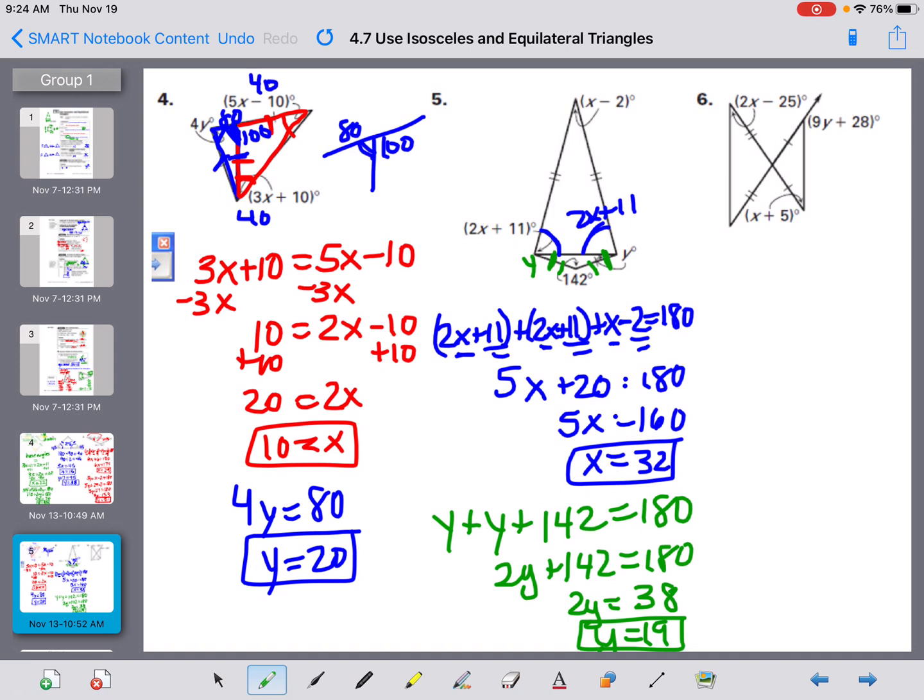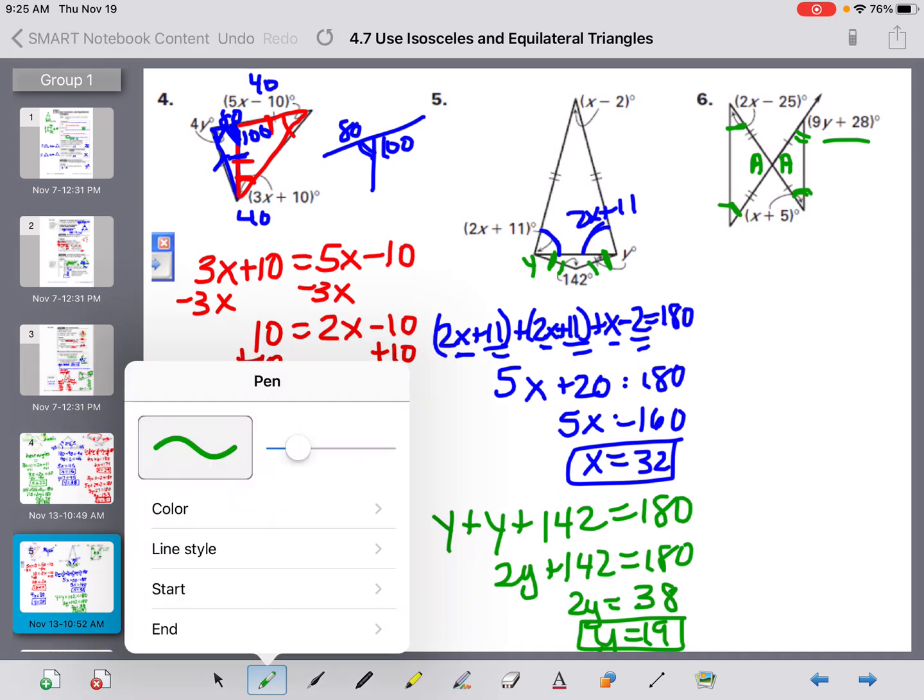Number 6. Isosceles. This angle equals this angle. This angle equals this angle. And that one has a y in it, and nothing else does. So I don't really want to do anything with that one. All right. Over here, okay, this is going to be fun. I'm just going to call this big angle A, right? It's a vertical angle, and they're the same, right? Okay.